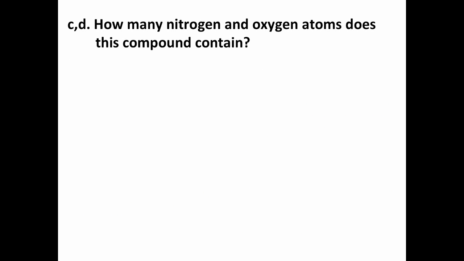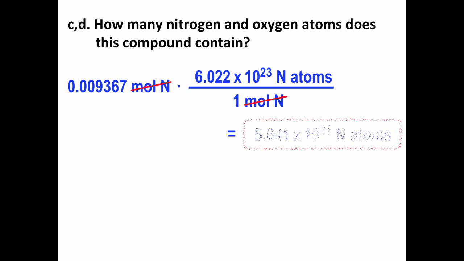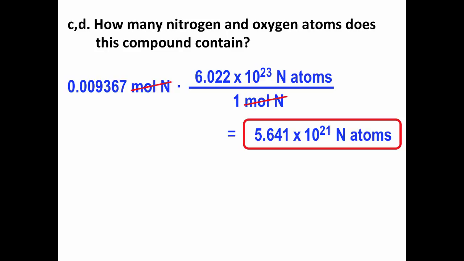Next, we'd like to find how many nitrogen and oxygen atoms are in this sample of compound. And what we do is, to get number of atoms, we're going to start with moles. We have 0.009367 moles of nitrogen. And what we know is that 1 mole of nitrogen, like 1 mole of anything, consists of 6.022 times 10 to the 23rd particles. And in this case, the particles are nitrogen atoms. That's our conversion factor, converting from moles of nitrogen into atoms of nitrogen, and we get 5.641 times 10 to the 21st nitrogen atoms.